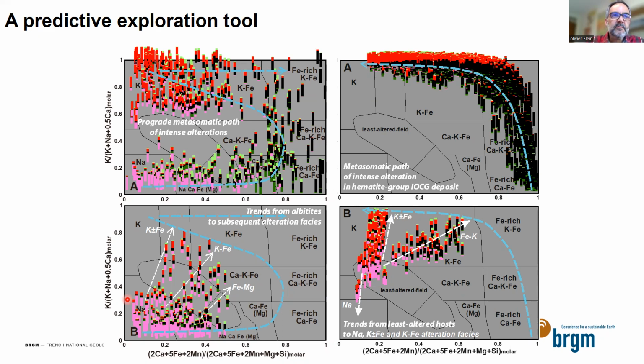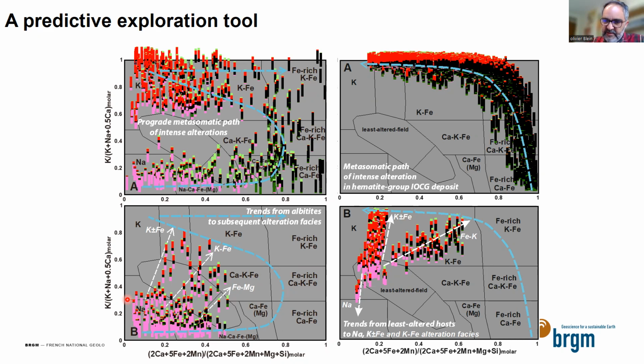The rocks produced telescope the field of least altered rocks. However, the barcodes produced are different from the barcodes for the least altered rocks. On your right, in the Olympic Dam breccia complex, the path defined by low temperature alteration is different.